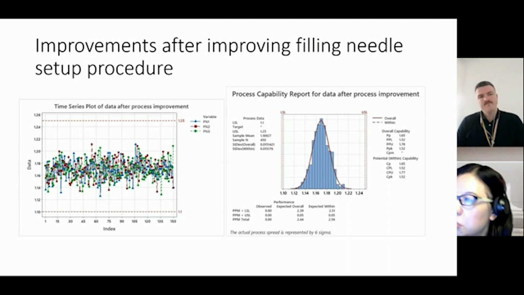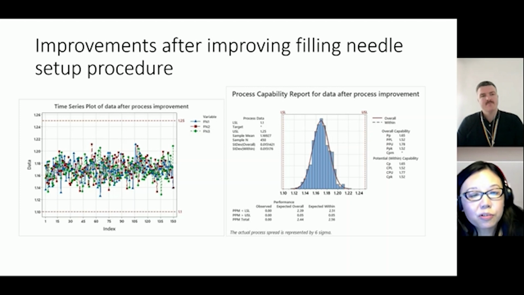Maybe you could do something using DOE, so do some experiments and see if there are settings with some of the factors that can help you to make improvement to the process. That's a really good idea.